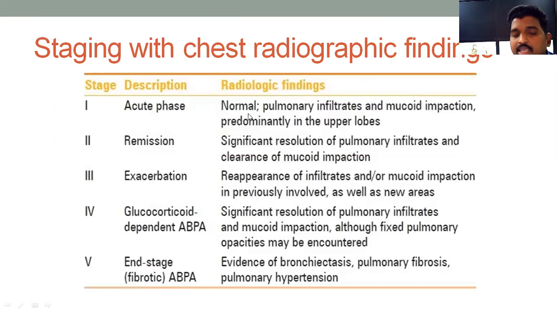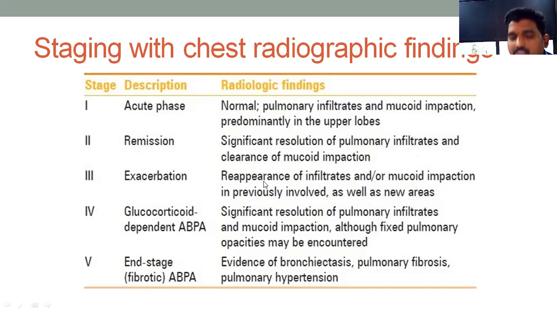In the acute stage, either it may be a normal X-ray or you may get multiple patchy fleeting opacities in the X-ray, or you may get a finding related to mucoid impaction, because a thick viscid mucus occludes the bronchus and shows as a non-infective consolidation because of the blockage. In remission, there is a significant resolution of infiltrates that were already diagnosed and clearance of mucoid impaction.